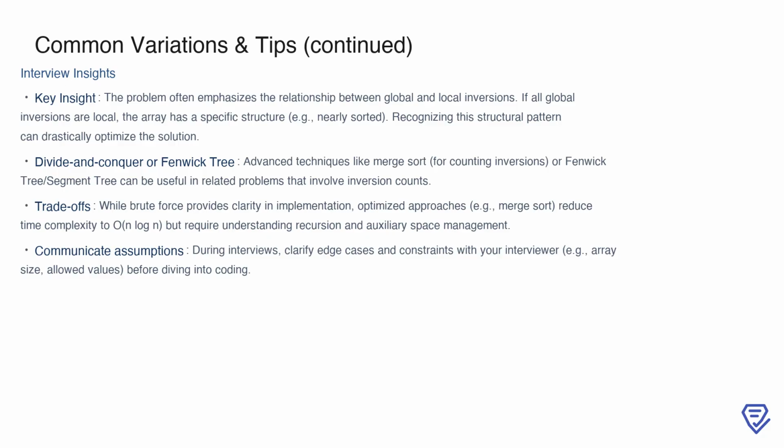For more advanced scenarios, techniques like divide and conquer or using data structures like Fenwick trees or segment trees can be incredibly useful. These are especially relevant for related problems involving inversion counts. It's also important to weigh trade-offs. While a brute force approach is often simpler to implement and understand, optimized methods like merge sort bring the time complexity down to n log n, though they require a deeper understanding of recursion and auxiliary space management.